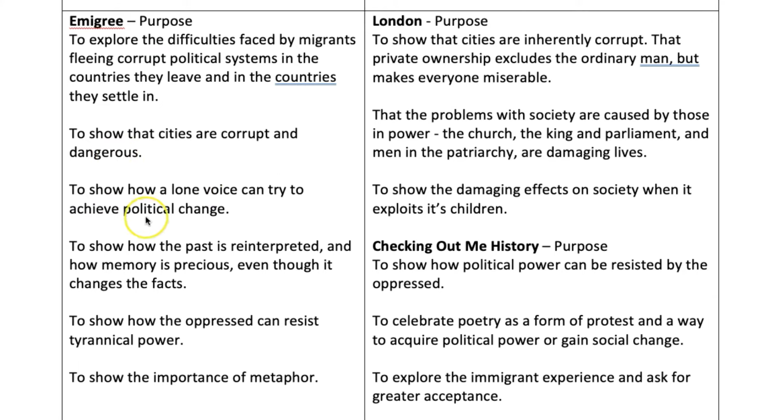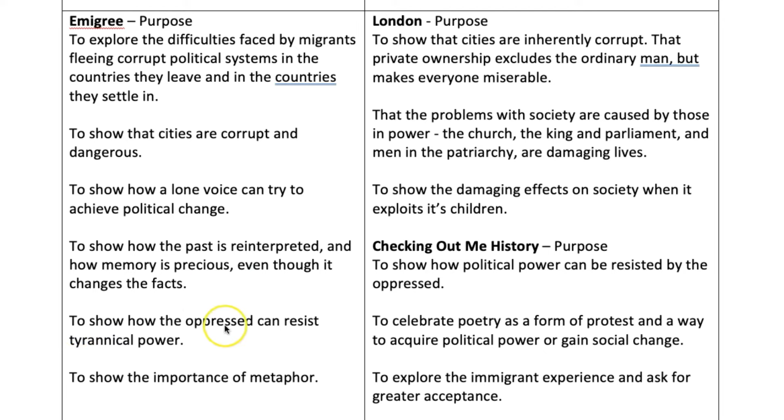To show that cities are corrupt and dangerous, and to show how a lone voice can try to achieve political change. That's my interpretation of the last couplet of the poem. And to show how the past is reinterpreted and how memory is precious, even though in this case it changes the facts. That's quite unusual for the poems that we faced, but that does work here.